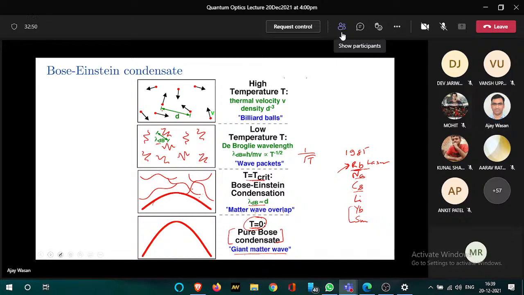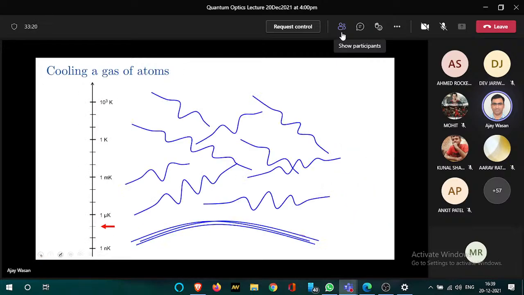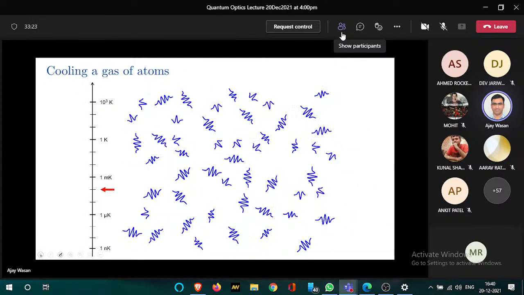Okay, sir. Does that mean that Bose-Einstein condensate theorized that there would be a giant matter wave at T equal to 0? But there is no experimental evidence, right? No, I said nano Kelvin, pico Kelvin we have reached. But BEC is already made. People got the Nobel Prize for it. BEC is already made.